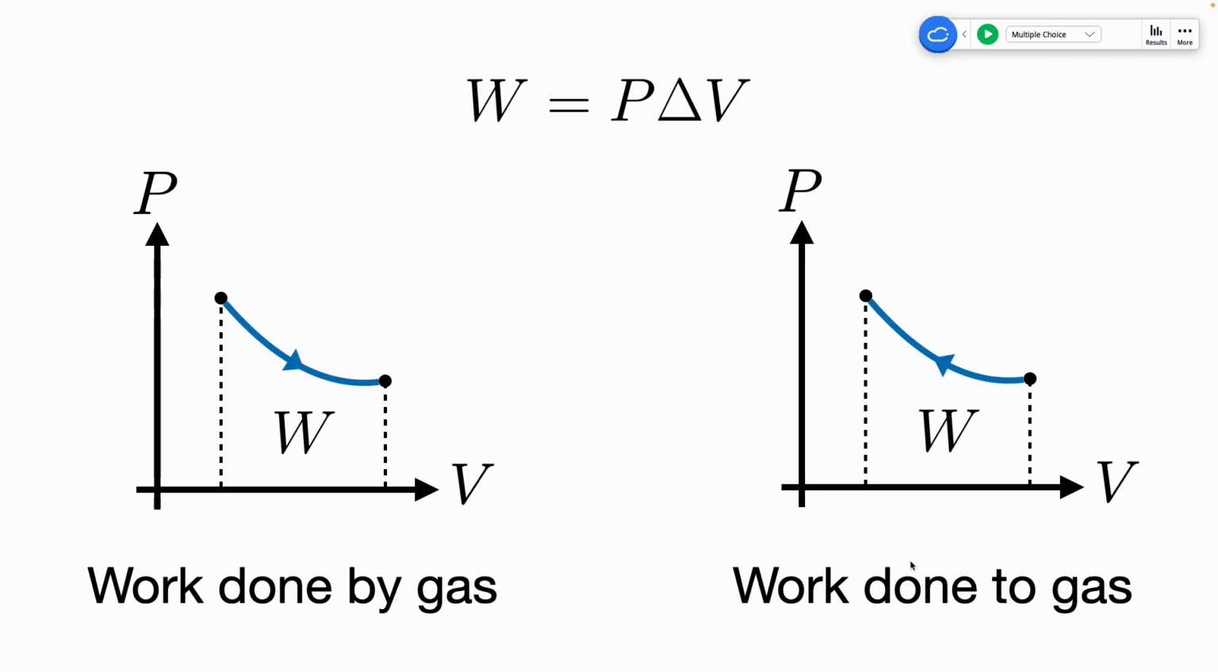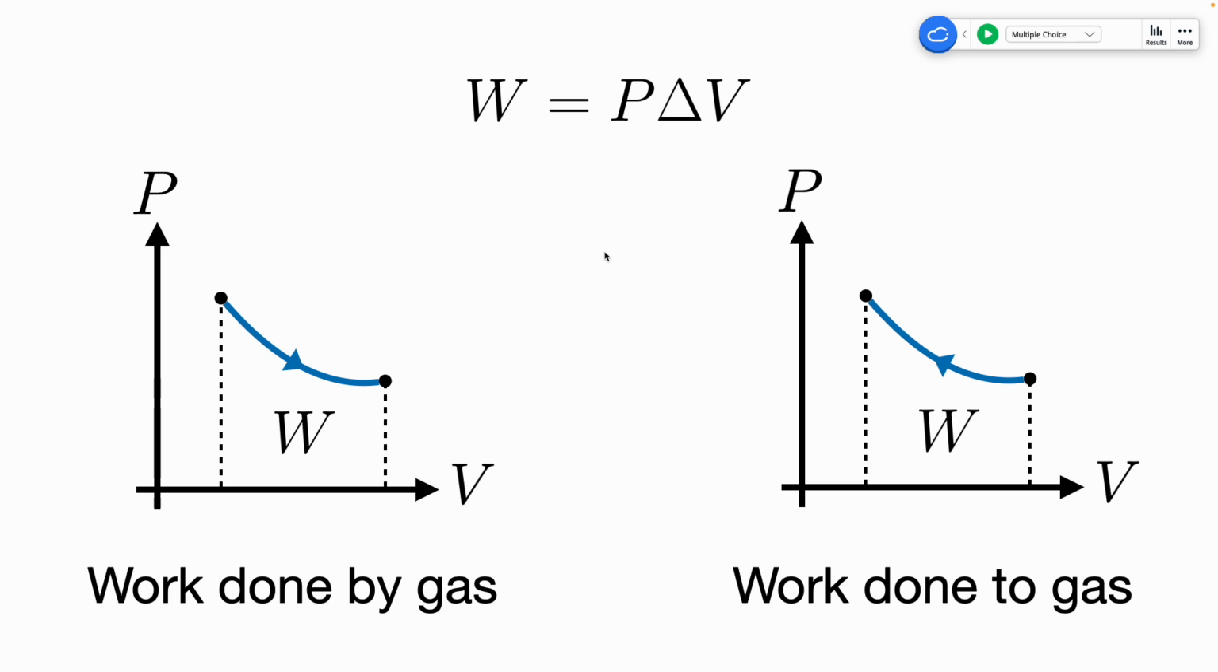And the direction of the curve matters. If you are expanding, the gas is increasing the volume. It is pushing the piston. It is doing work to the environment. If the volume is decreasing, then the piston is compressing the gas, the environment is doing work to the gas, and the work is done to the gas, okay?